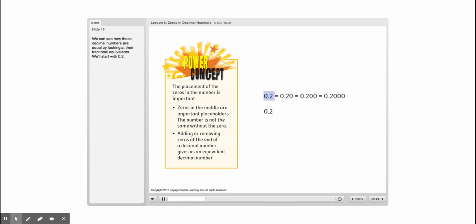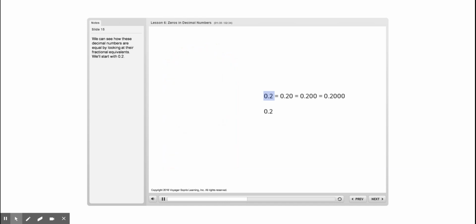We can see how these decimal numbers are equal by looking at their fractional equivalents. We'll start with 2/10. We write the decimal number as a fraction. Now we write 20/100 as a fraction.